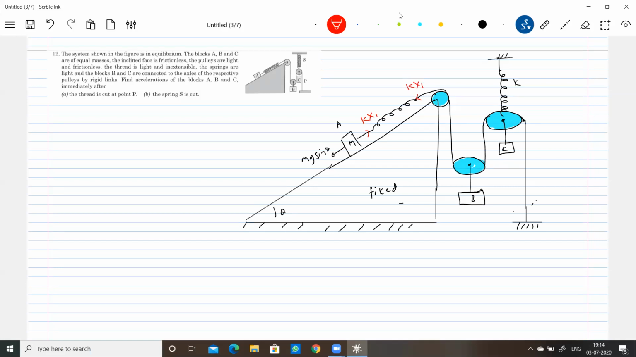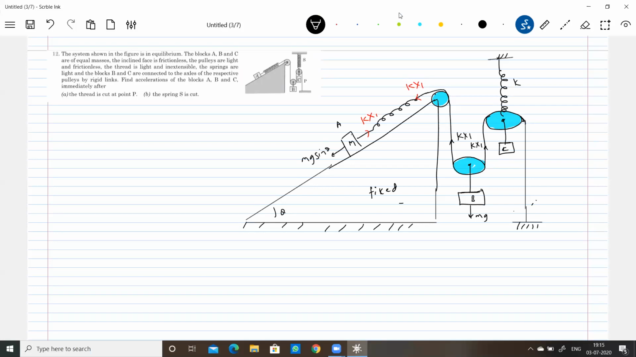The system is in equilibrium. It is telling that the pulleys are light, the thread is light in nature, the springs are light, and the blocks B and C are connected to the axles of the respective pulleys by rigid links. So kx1, I'll write it. Here the same spring force should act. So here this will be kx1. Then here, this is mg. All the other forces that are acting, the pulley and this link, become internal.